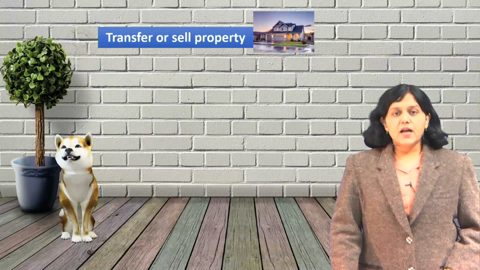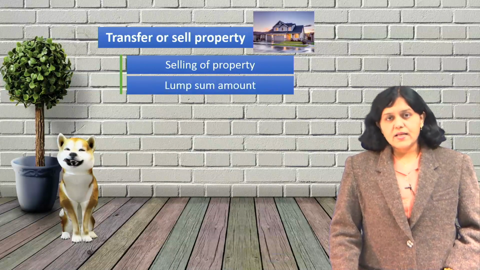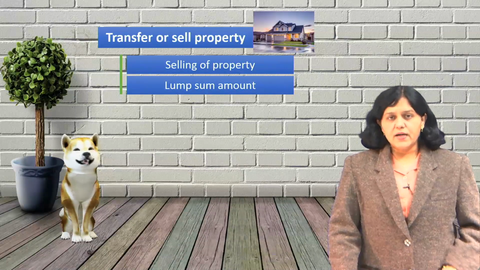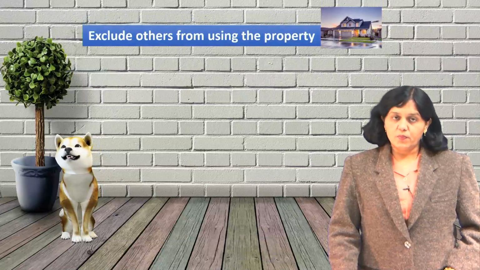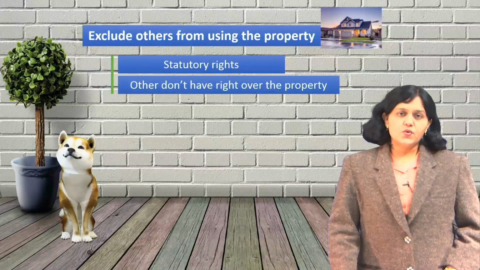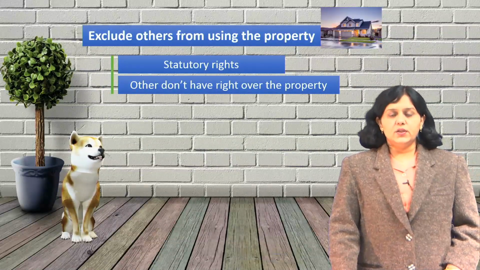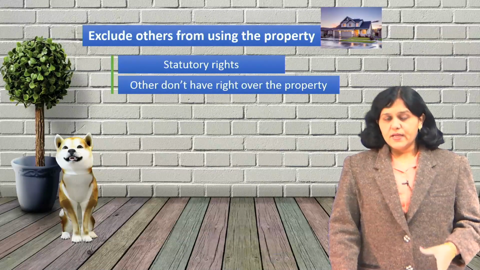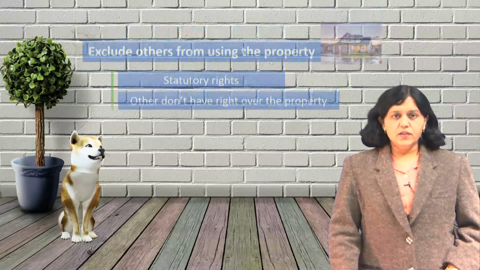The third right is transfer or sale of property. Transfer can be made through assignment or license deed in lieu of lump sum money or as per the decision taken by the parties in the agreement they have drafted. You can exclude others from using the property. The fourth right is excluding others from using the property. The owner has a statutory right to exclude others. The owner is entitled to receive damages in some cases if somebody takes unlawful possession of the property.